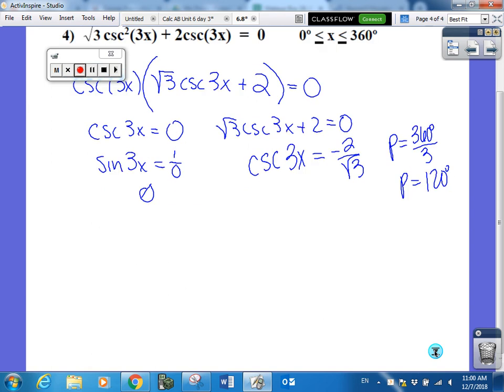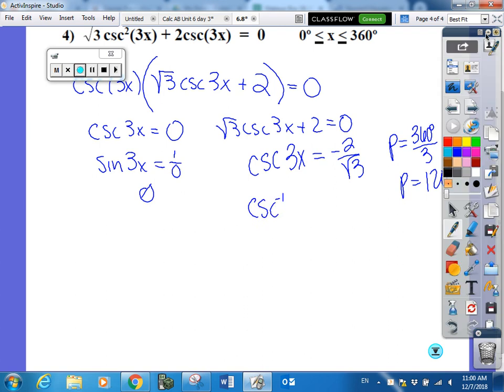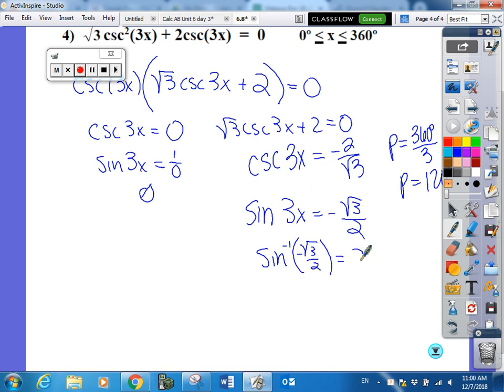So at this point, let's change it to sine. I don't like cosecant. I want to make it sine. We could say sine of 3x equals negative root 3 over 2. Now, you don't have to write that. If it's helpful, write it. And then the inverse sine of negative root 3 over 2 equals 3x.